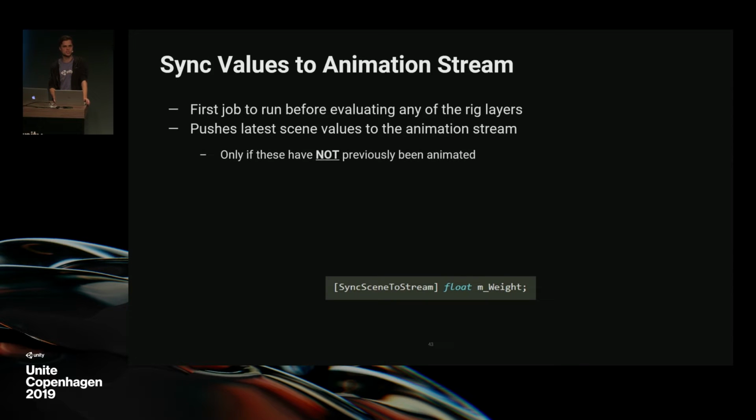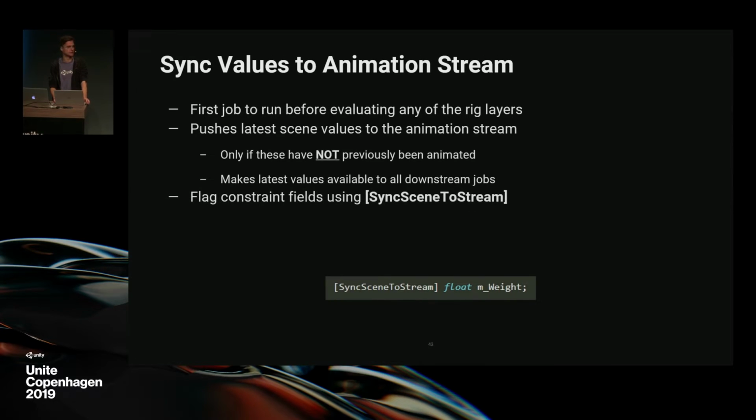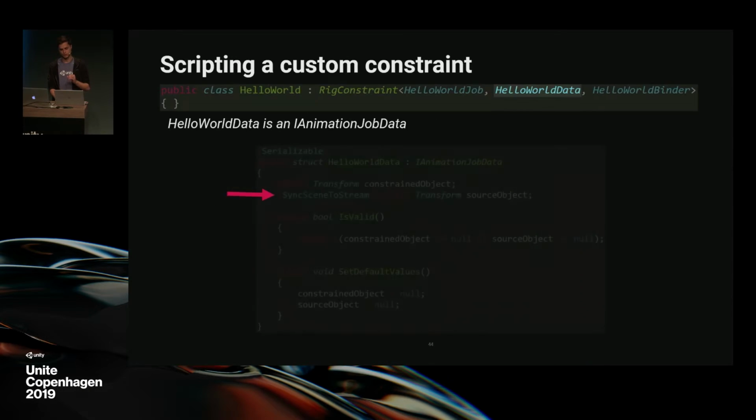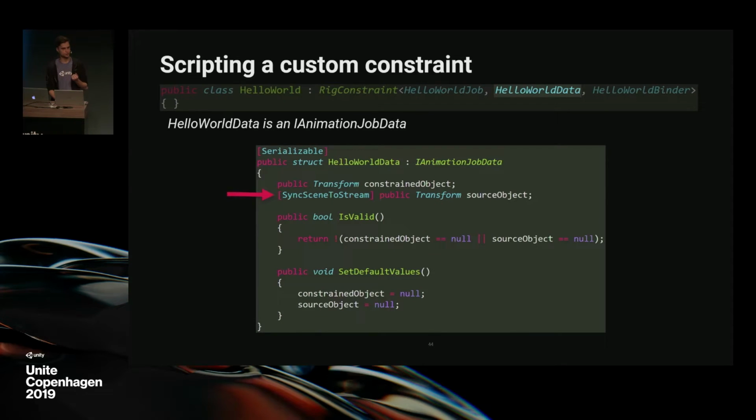But we only want to do this if those values are not animated by the state machine. So inside the framework, we made sure that it's super simple to do this. The way you do this is to flag your fields on your data with the sync scene to stream attribute. We already used this in our hello world data constraint. Our hello world data constraint did not make use of any animation. The only input we had was the user dragging the cube around in the scene. So for our source object, we need to inject the latest scene values into the stream in order to get the proper evaluation we desire for our constraint.